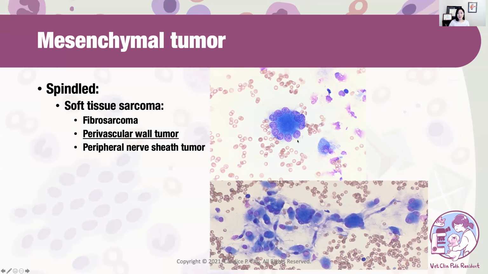multinucleated cells having their nuclei aligned at the periphery of the cells. For this type of cell, we call them crown cells. When I see crown cells, I think this is most likely associated with a perivascular wall tumor. I cannot be 100% certain, but it has a higher chance of being associated with perivascular wall tumor.